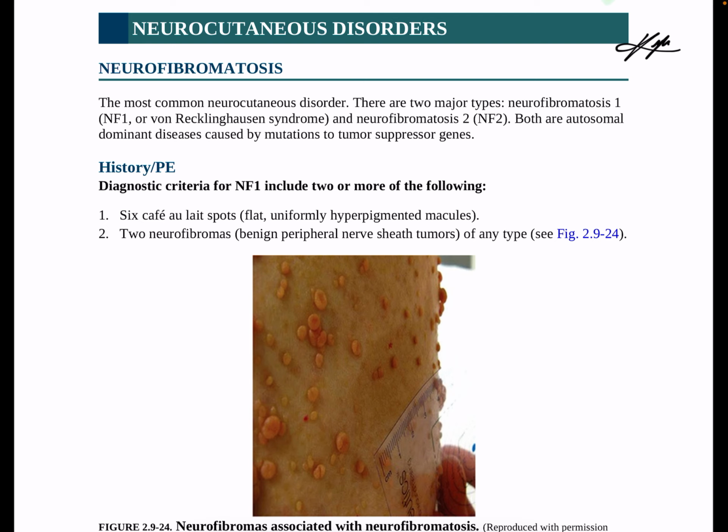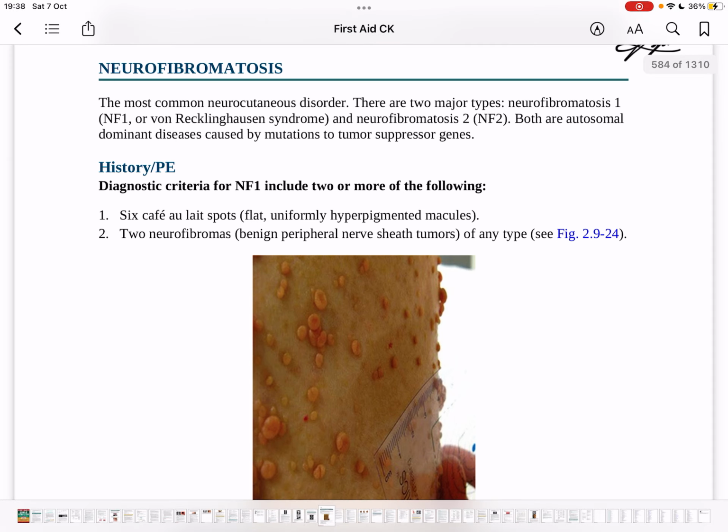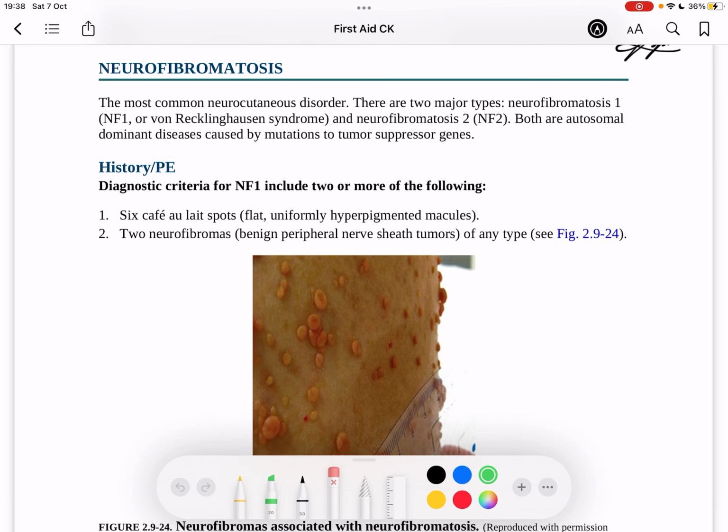All right. So with that being said, let's start with neurofibromatosis. This is the most common neurocutaneous disorder which we're going to be looking at, and there are two major types. Neurofibromatosis 1, also called von Recklinghausen syndrome, and neurofibromatosis 2. They are autosomal dominant. Just a side note, a lot of the neurocutaneous disorders are autosomal dominant, including tuberous sclerosis as well. And they're related to mutations in tumor suppressor genes.